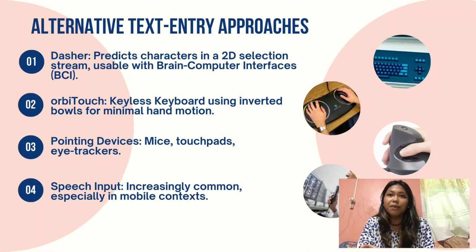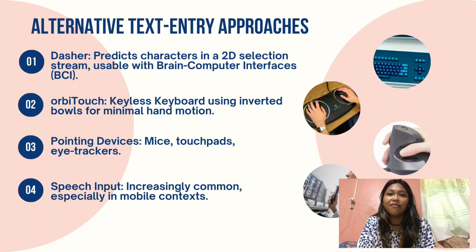Another set of text entry methods uses pointing devices like mice, touchpads, or even eye trackers, allowing users to enter text without needing a physical keyboard. Additionally, wearable devices such as wristbands or rings are being developed to support text entry on the go. Speech input has also become a popular method, particularly in mobile contexts, as it enables hands-free operation and is widely accessible across many devices.